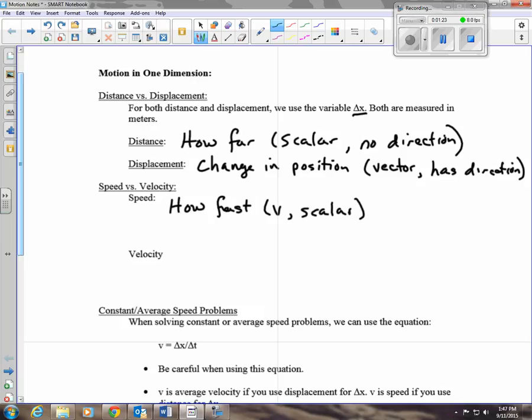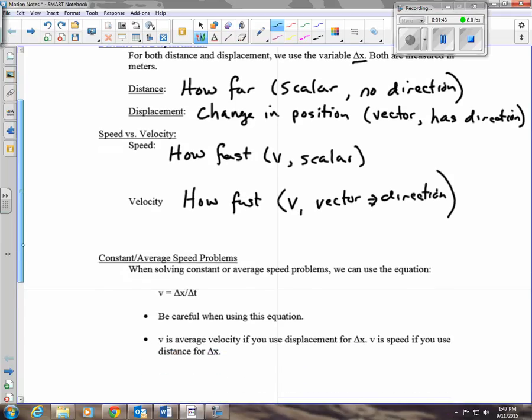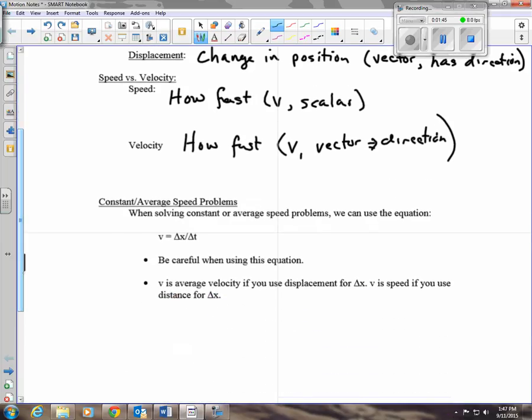Now, for velocity, we're also going to say that that's how fast you're going. Something with a high velocity is moving fast. We're still going to use the letter v for it, but this is a vector form. Okay, so we're going to have to worry about direction being important. So, doing problem solving with this, we can use the equation for both of them, v. I'm going to put a little line over it. If I put a line over it, that means average speed.